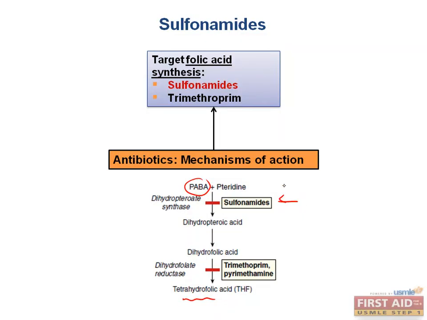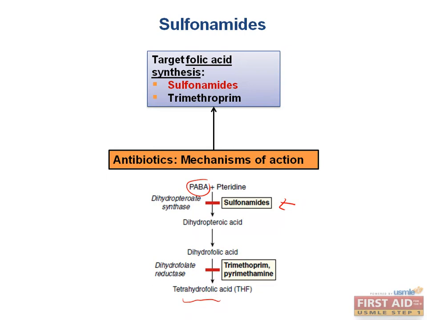Sulfonamides inhibit dihydropteroate synthase in this step that I've pointed to here. They act as PABA antimetabolites that are bacteriostatic. Clinically, they are used for gram-positive and gram-negative organisms, as well as Nocardia. Sulfamethoxazole can be used for simple UTIs, while sulfadiazine is topically applied to burns.